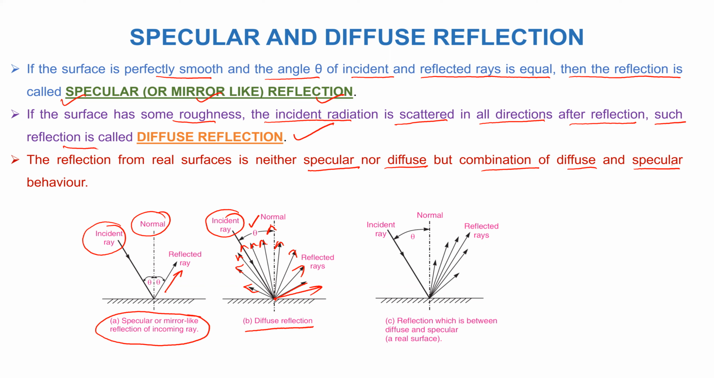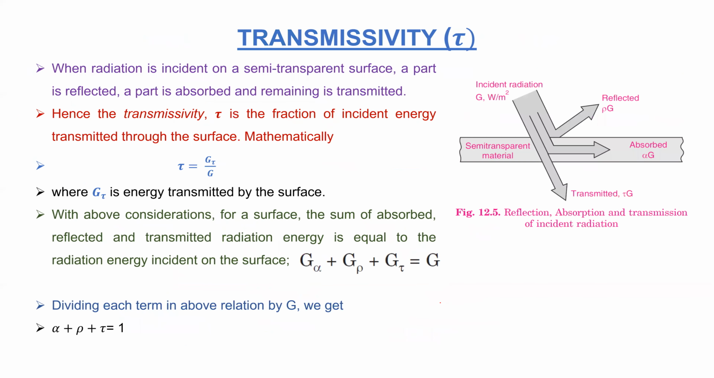However, there can be some real surfaces which are neither specular nor diffuse, but a combination of diffuse and specular behavior. That is shown here. You can see this is the incident ray which is coming at an angle theta, but when it is reflected, it goes in some particular direction, but not in all directions. You can see here, these are the reflected rays. So this reflection is between the diffuse and the specular reflection, and it is considered as a real surface. It is because of the roughness of the surface that the reflection may not go in all directions, or it may be due to some other reasons.